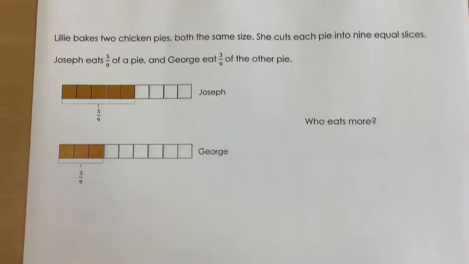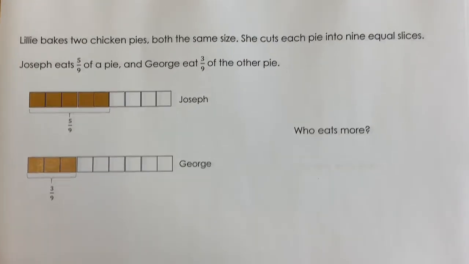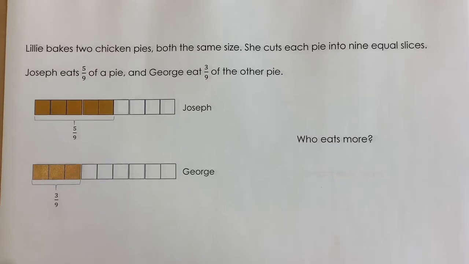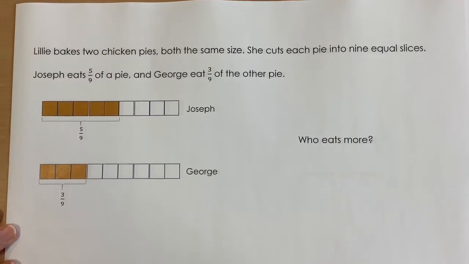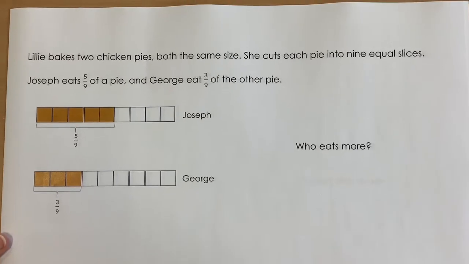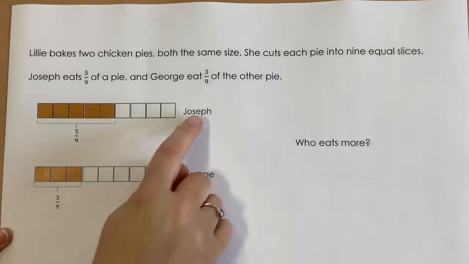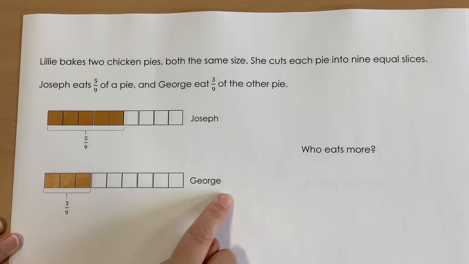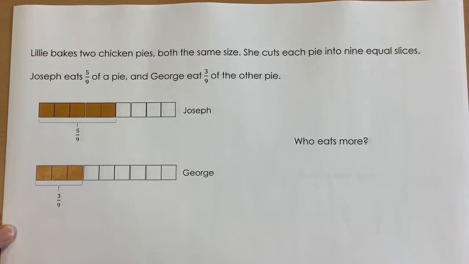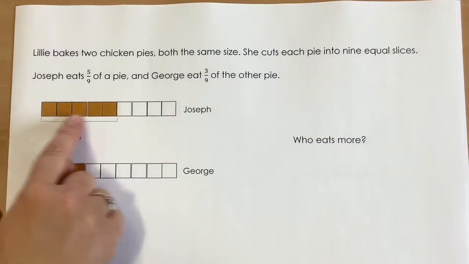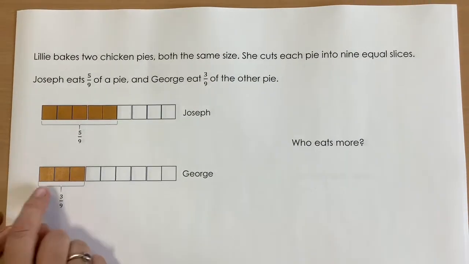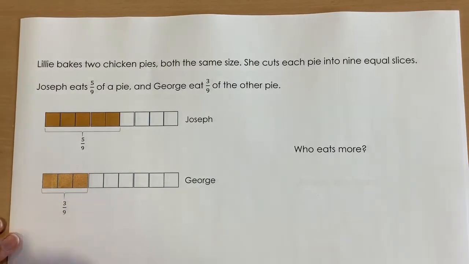So here we have Lily bakes 2 chicken pies, both the same size. And again, that's really important. I haven't drawn the pies this time, I've just drawn a model. She cuts each pie into 9 equal slices. So that tells us that the slices in Joseph's pie are the same size as the slices in George's pie, each slice. But Joseph eats 5/9 of the pie and George eats 3/9 of the pie.